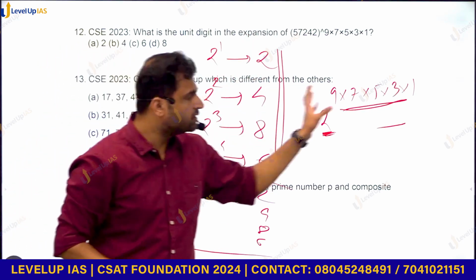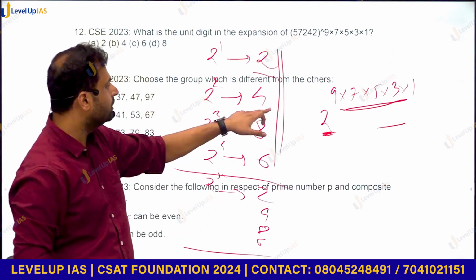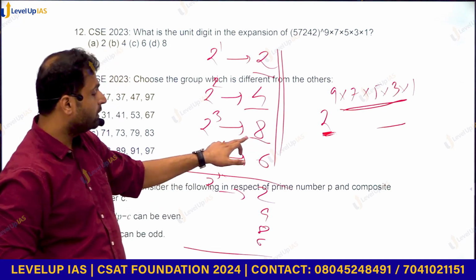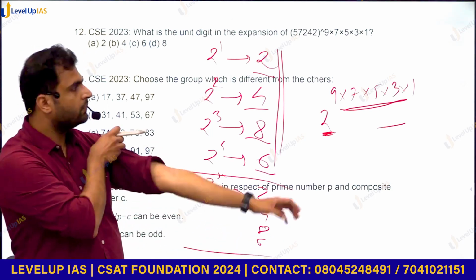So when we divide this particular number by 4, if the remainder is 1, the units place is 4. If the remainder is 2, it is 4. If the remainder is 3, then 8, and if the remainder is 0, the units place is 6.